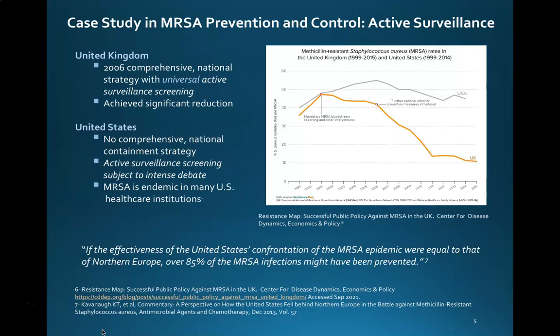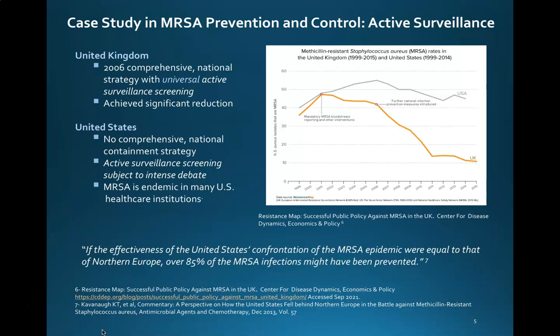So in the chart on the right, the US represents the gray line and the UK represents the orange line. And you can see there that in the early 2000s, the UK instituted reporting for MRSA bloodstream infections, and this had an impact. About a 5% decline occurred as a result of that.